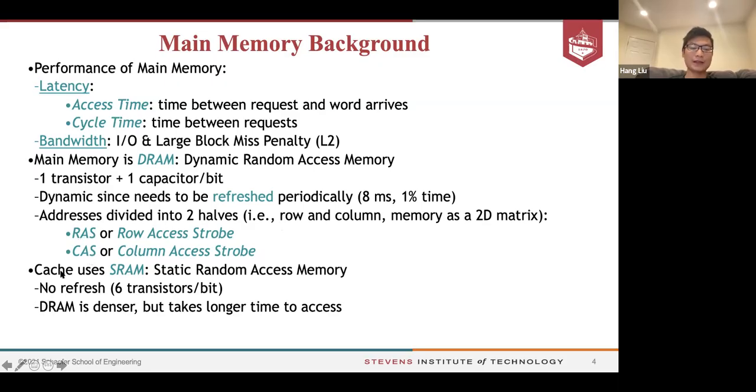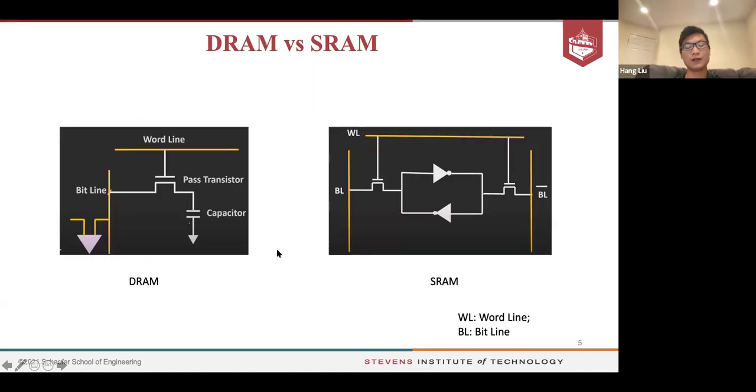Well, the fast memory, that's cache, uses SRAM, or static random access memory. Comparing SRAM and DRAM, you see SRAM is static while DRAM is dynamic. That means we don't need to refresh, and it contains 6 transistors. DRAM is denser but takes a longer time to access. So these are two of those memory cells. One is the DRAM memory cell, the second is the SRAM memory cell.